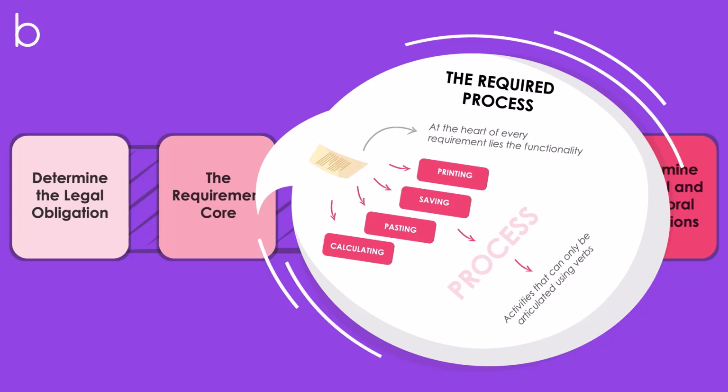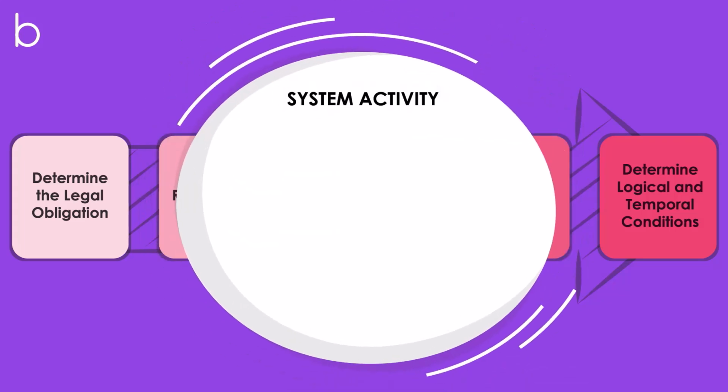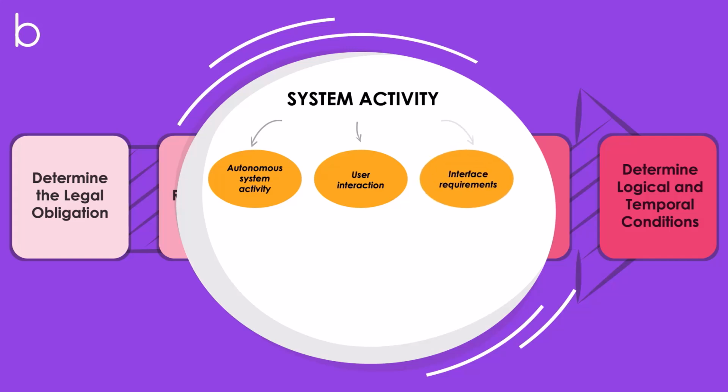The next part defines the system activity, which can be categorized into three main types. The first type is autonomous system activity, where the system operates independently to perform processes without external intervention.